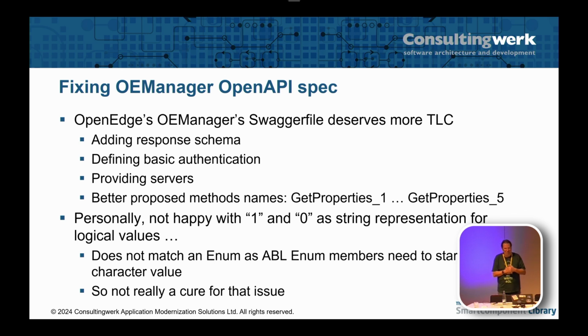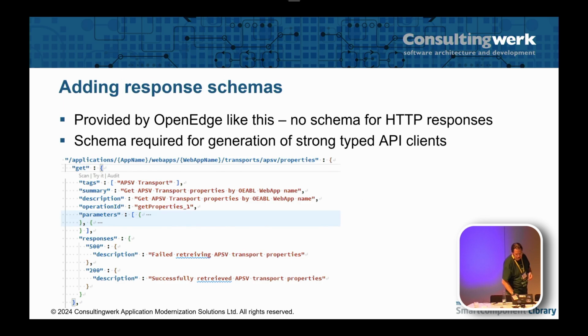And there are a couple of things that we would be making different. We would be adding the response schema, we would be adding the authentication schema to the file, we would be providing the list of servers, we would provide better method names than getProperties_1 to getProperties_5. We would not be using quoted 1 and 0 for logical values. So we'll either use a Boolean or maybe an enum. But I cannot make an ABL enum with 1 and 0 as member names, because the member name of an enum needs to start with a character. So, yeah, there's some room for improvement.